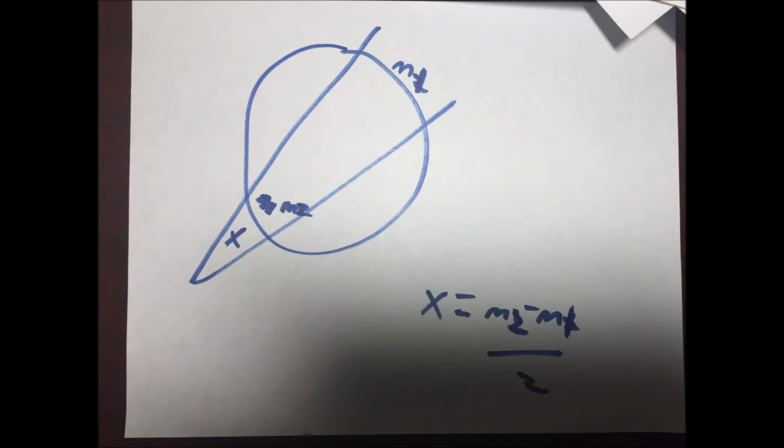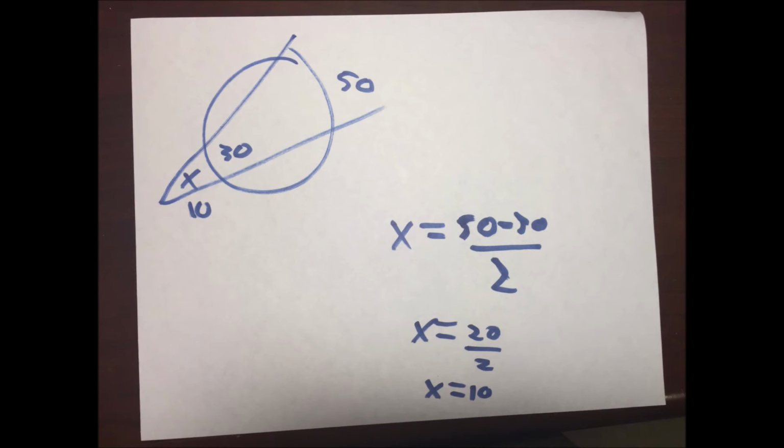So for this one we will be trying to get the angle outside of the circle. For this equation we will be using x, the angle outside of the circle, equals measure 2 minus measure 1 divided by 2. We will work on this one together.